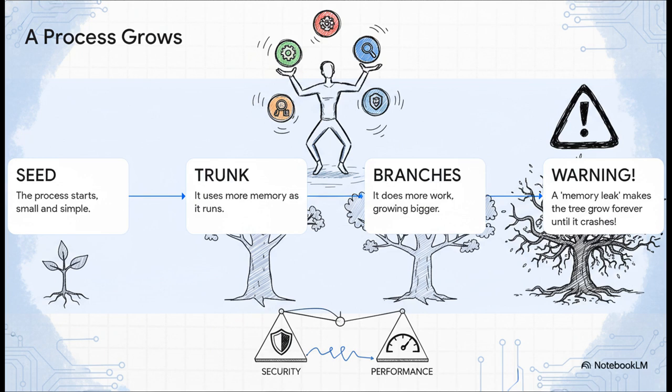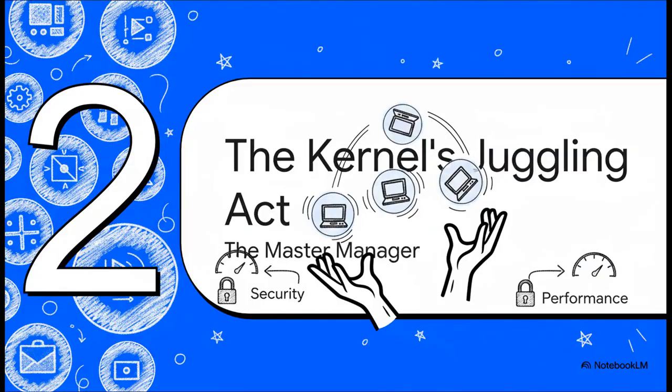But, and this is a big but, there's a danger. A nasty bug called a memory leak can make this tree grow completely out of control, hogging every last bit of your computer's resources until, bam, it all comes crashing down. So with all these living, growing processes running around, you can imagine things could get chaotic really, really fast. So who's in charge? Who makes sure they all play nicely together?